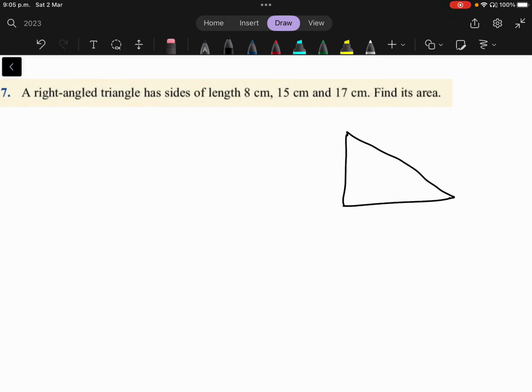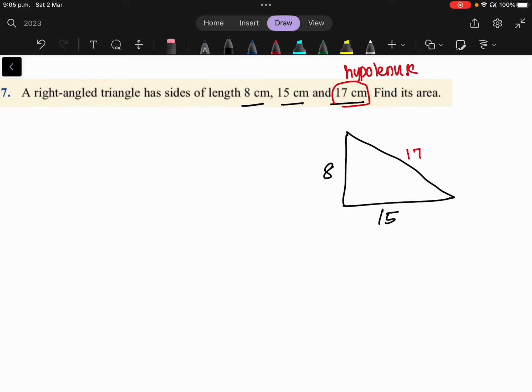right angle triangle and see for yourself, because that will give you more clarity on how you should be handling it. So you have 8 centimeter, 15 and 17. Always remember the longer side will be the hypotenuse. So this becomes 17, and it is irrelevant whichever side you take for the other one. So this is 8 and this is 15.